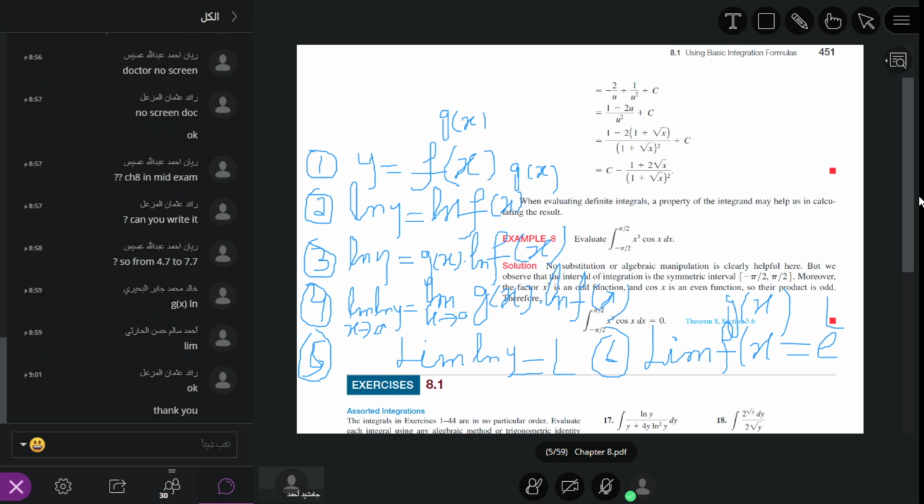Especially the questions which we solved in the class as exercises, as a topic you focus on those.